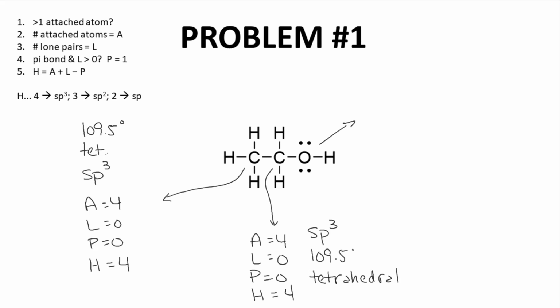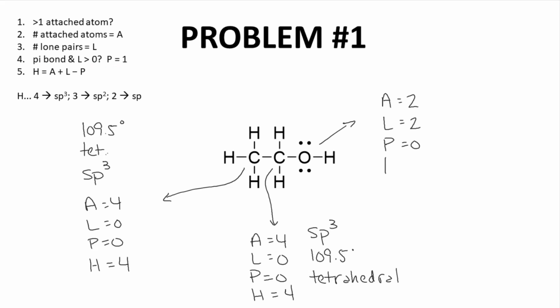Let's do this oxygen. This oxygen has at least 2 attached atoms. There's the oxygen, 1, 2. So we're fine on question 1. Question 2, we just counted those atoms. We have 2 attached atoms. We actually have lone pairs for this oxygen. We have 2 lone pairs. Note that we're counting the lone pairs, not the total number of electrons. That's just 2 lone pairs. Do we have a neighboring pi bond? No, we don't. We do have lone pairs, but no neighboring pi bond. So P is not equal to 1. P is going to be equal to 0.